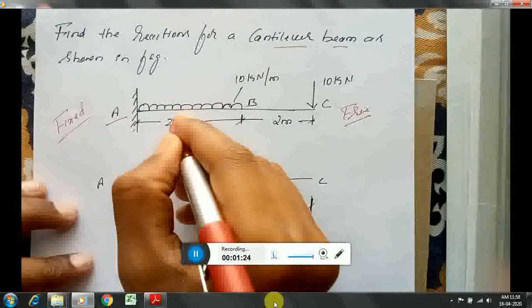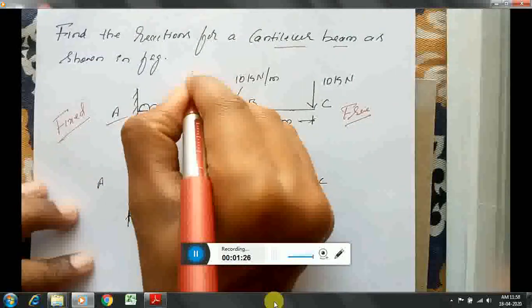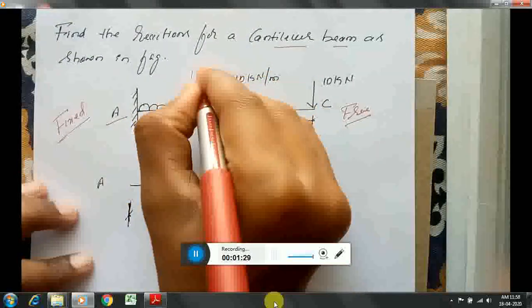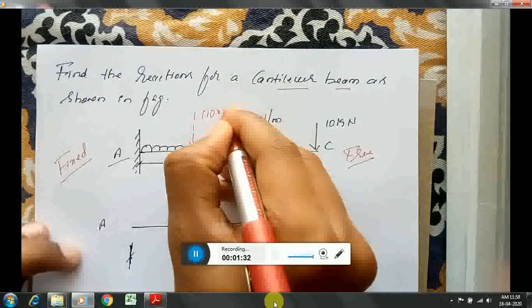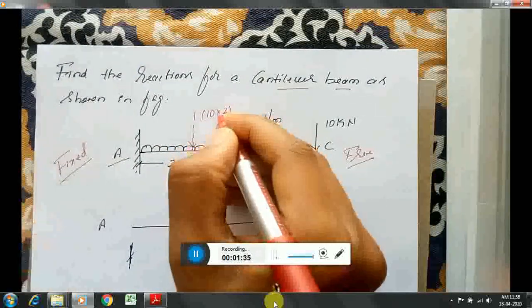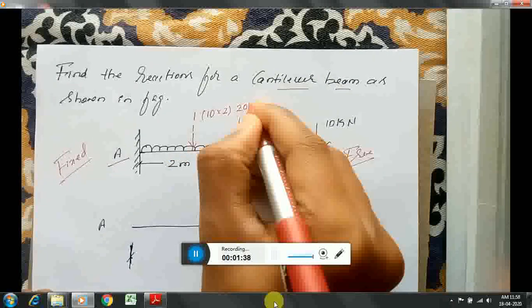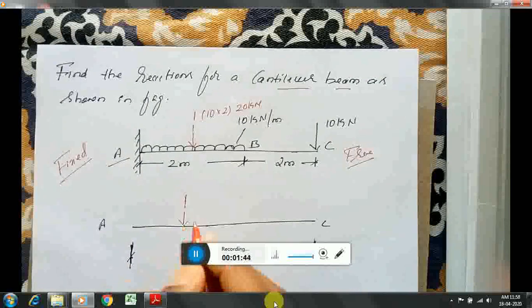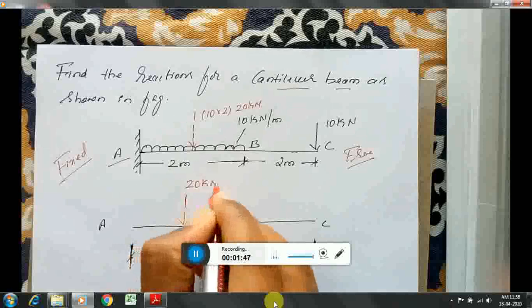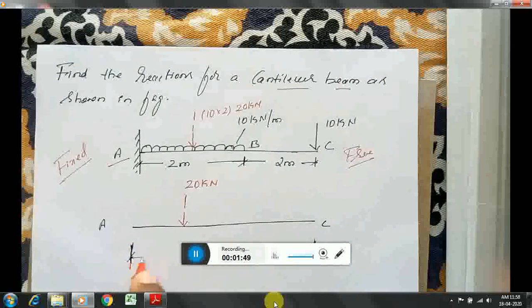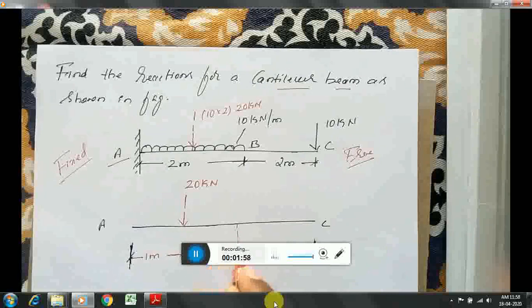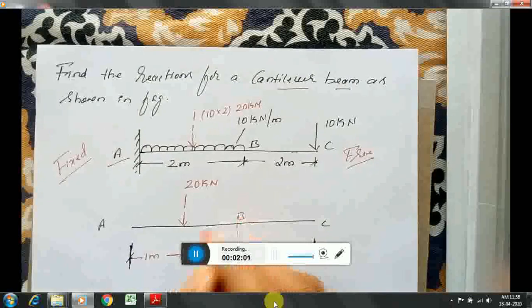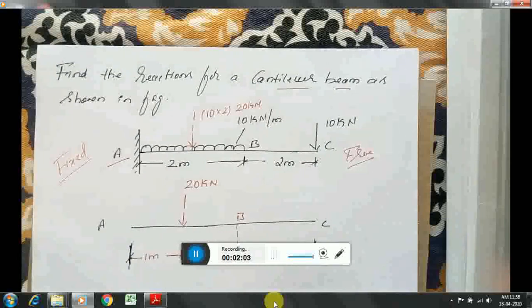Now this is a UDL. I will convert it into a point load. How can it be converted? It is just 10 into 2, that is 20 kilonewton, which will act exactly at the center. That is 1 meter from the left end and 1 meter from the right end, from point B, exactly at the center of the UDL.